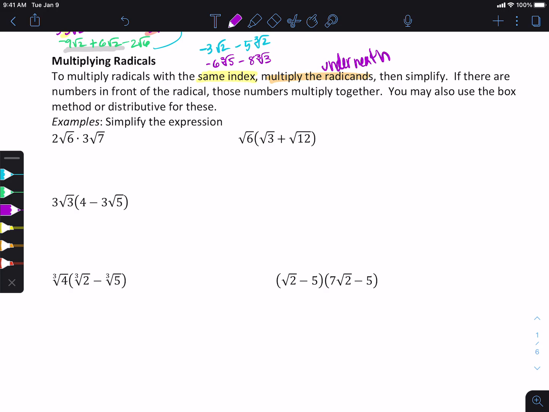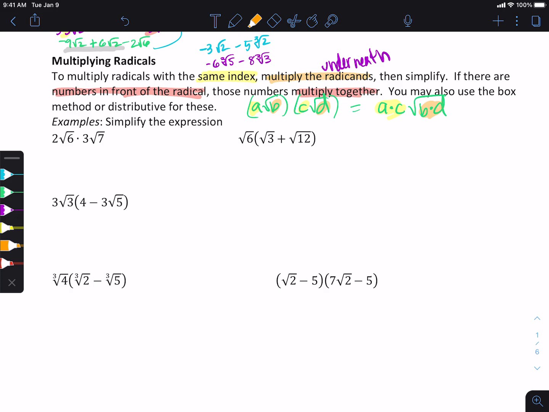And then if they have numbers in front of the radical, you also need to multiply the numbers in front of the radical. Okay? So if we had a root b times c root d, what that turns into is a times c root b times d. Okay? So you take the front numbers and you multiply those two together, and then you take the numbers underneath, which are the radicands, and you multiply those two things together. Okay?